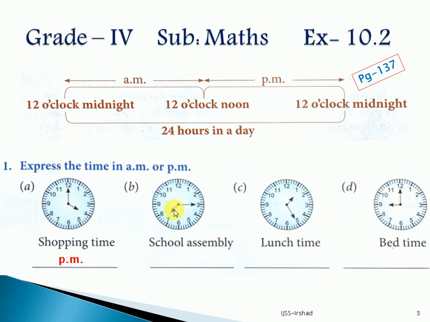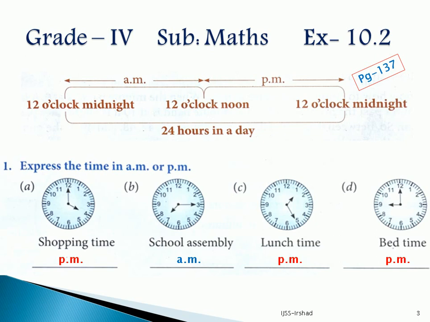This is school assembly 7:15. So 7:15 obviously is a morning time, before 12 noon, and we are going to assembly. So we can write AM here. AM we have mentioned because this school assembly time 7:15 comes before noon, not after noon. Lunch time 1:25. This obviously comes after 12 noon, so it will be written PM. And the bedtime 9 o'clock. 9 o'clock bedtime comes after 12 noon and before midnight 12. So here also we can write PM. So this was question number 1 of exercise 10.2.